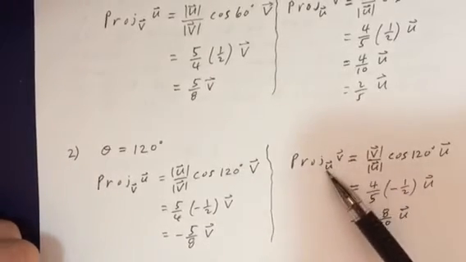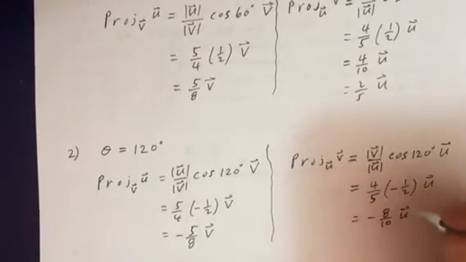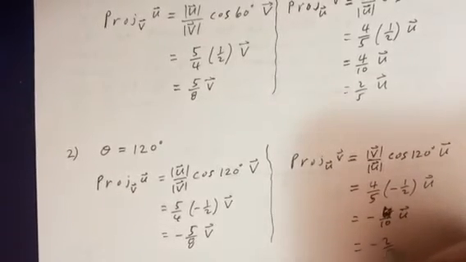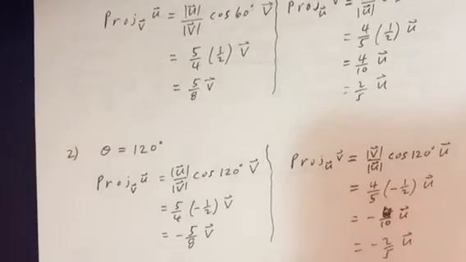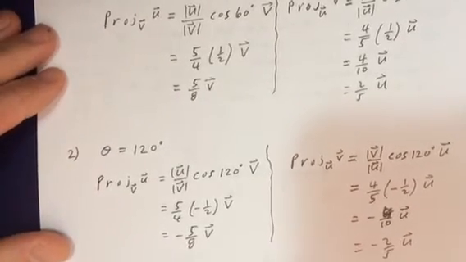And the projection of v onto u is going to be negative 8/10. That's not negative 8/10, that's negative 4/10, and that reduces to negative 2/5 vector u.